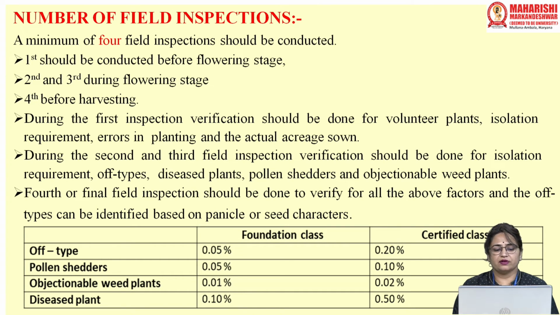The pollen shedder limit will be 0.05% for foundation seed and 0.1% for certified seed respectively. Objectionable weed plants will be 0.01% for foundation seed and 0.02% for certified seed. Disease plants will be 0.1% for the foundation class and 0.5% for the certified seed class.